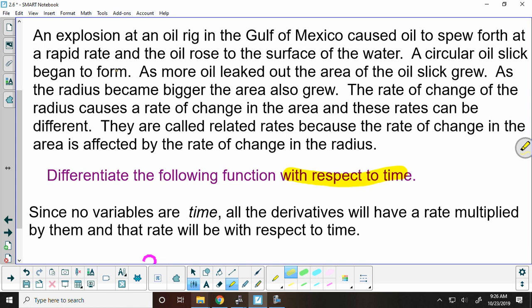I don't think we're ever going to do that problem, by the way, so you didn't have to write that down. But we will be differentiating with respect to time. Since no variables are going to be time, all derivatives will have a rate multiplied on them, and that rate will be with respect to time, and there will be no dx over dx that goes to 1. None of these rates will disappear.